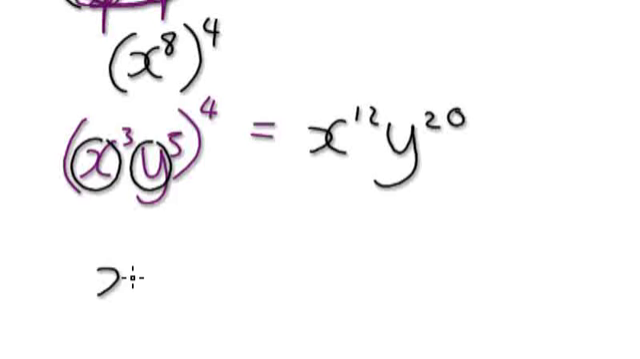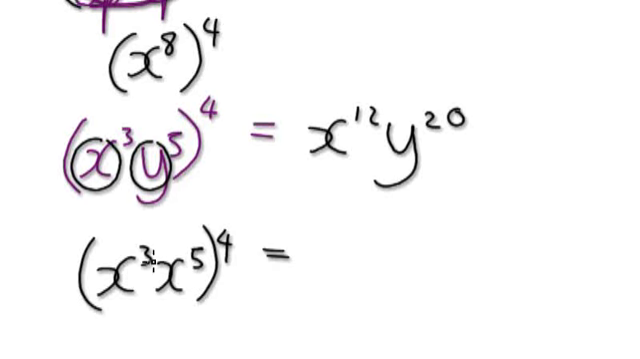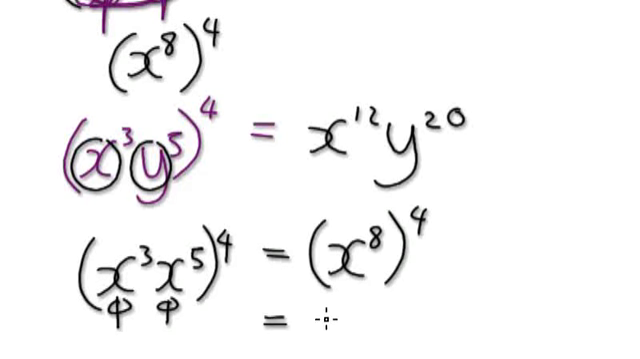Okay, but if you get given this, x to the power 3, x to the power of 5, and then to the power of 4 here, well, because this and this, they're exactly the same, you could visualize as this: x to the power of 8 to the power of 4. So that would be x to the power of 32.